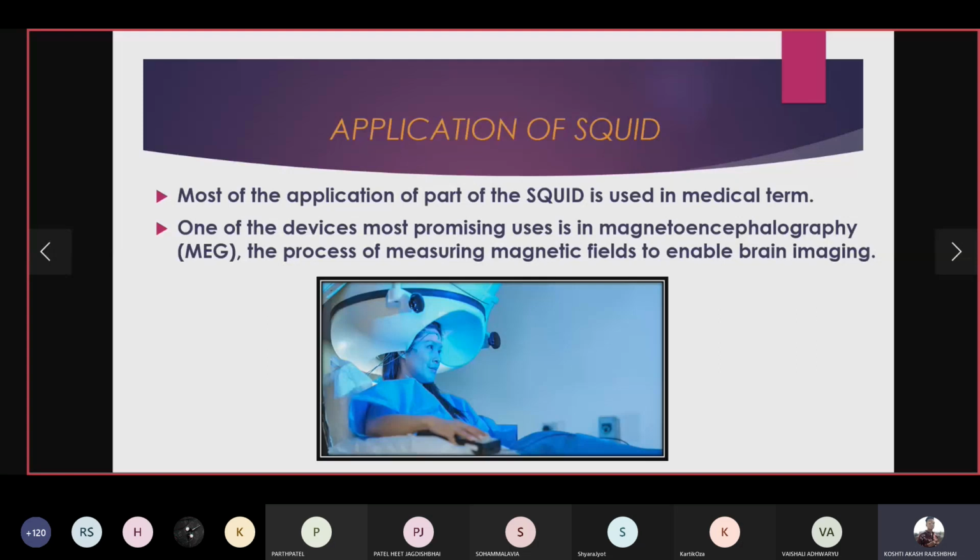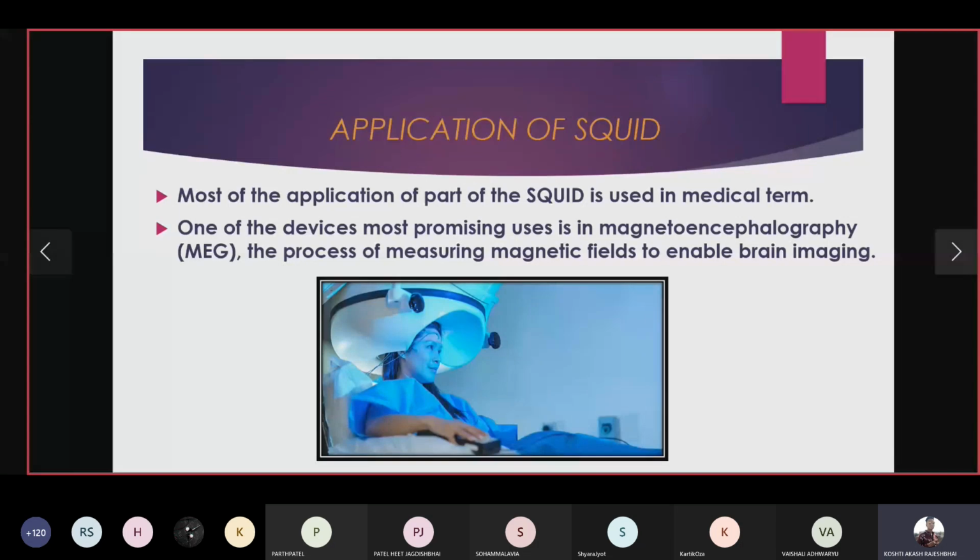Applications of SQUIDs. Most applications of SQUIDs are in the medical field. One of the device's most promising uses is in magnetoencephalography, in short MEG, the process of measuring magnetic fields to enable brain imaging.